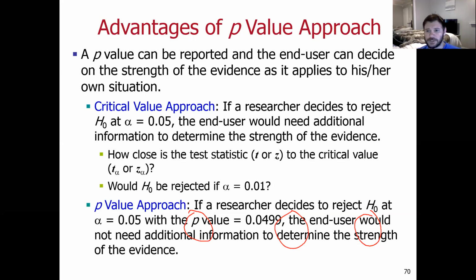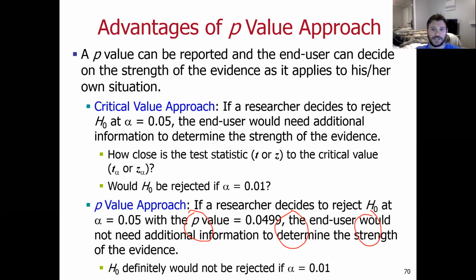If a researcher decides to reject the null hypothesis at an alpha of 5%, with a smaller p-value of 4.99%, then we wouldn't really need additional evidence to determine the strength of the test results here. We know we definitely would not be able to reject if alpha was 0.01 without needing to go to our table and figure out a new critical value threshold for that.